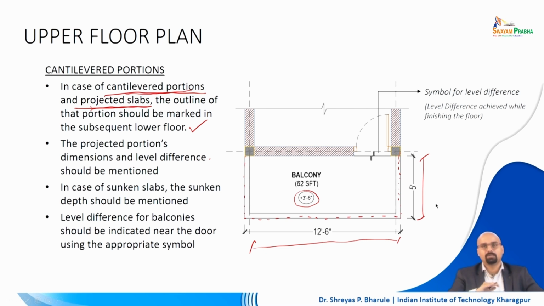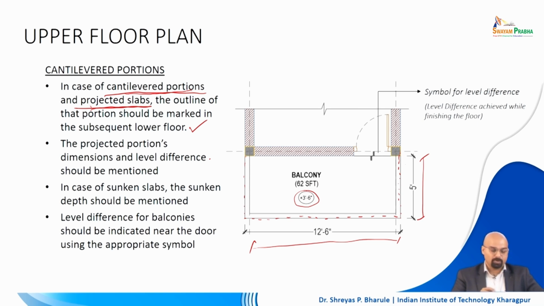When you go from the lower floor level plan to the upper floor level plan, all the projections which had been drawn as dotted lines on the lower floor will become solid, continuous lines, and you will mention the height at which this particular projection is located and its dimensions as well. This dimension, this size, would directly match with the dotted line area which is mentioned in the lower floor.